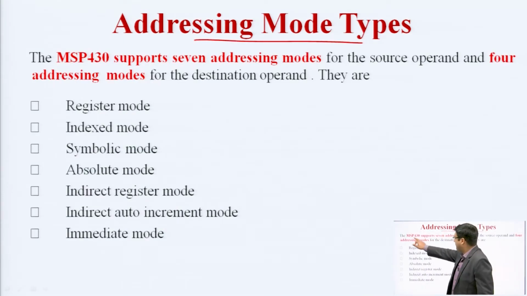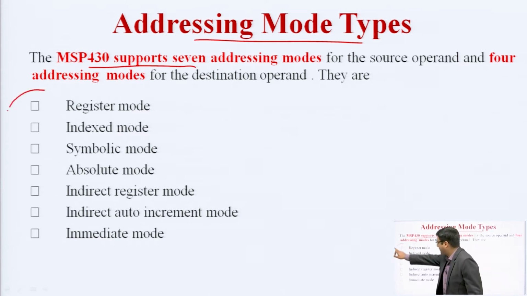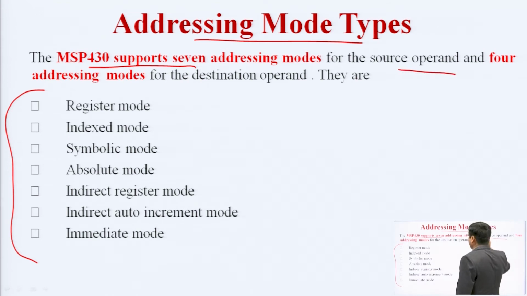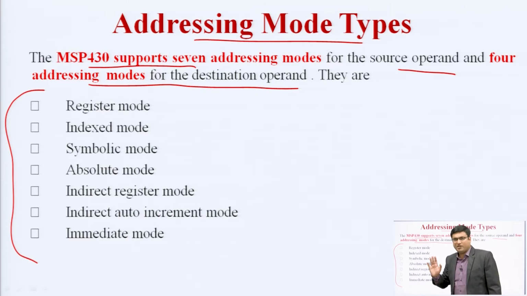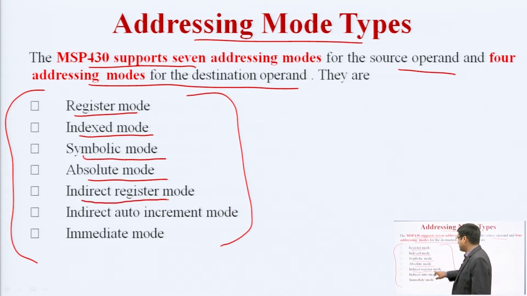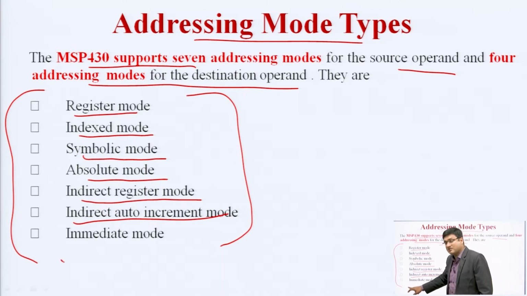In our MSP430, we have 7 addressing modes. 7 addressing modes are dedicated to the source operand, and 4 addressing modes are dedicated to the destination operand. So, in MSP430, we will learn about these 7 addressing modes. First one is the register addressing mode, second one is the indexed addressing mode, third one is the symbolic addressing mode, fourth one is the absolute addressing mode, fifth one is the indirect register mode, sixth is the indirect auto-increment mode, and the last one is the immediate mode.